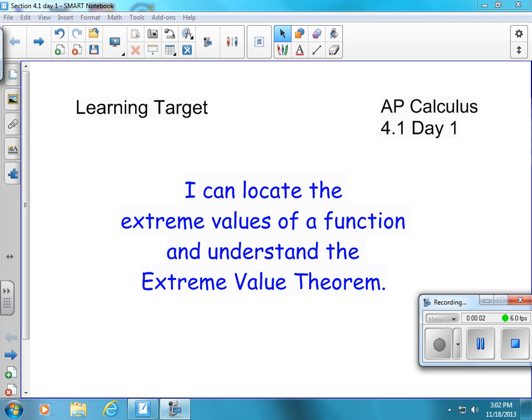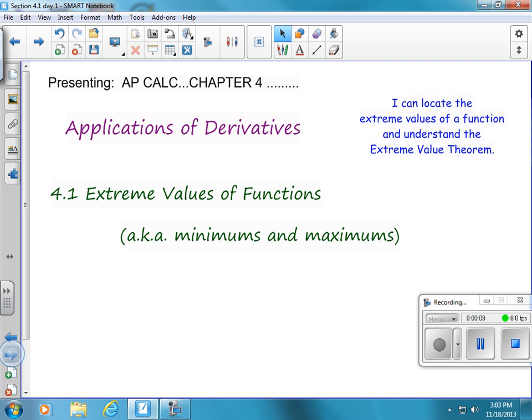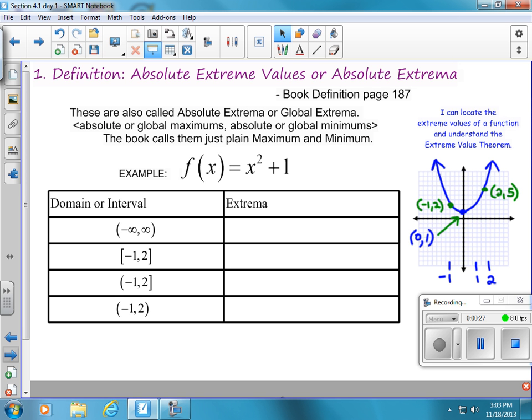Today's lesson is the first lesson in chapter 4, all about extreme values of a function. And we're also going to learn about the extreme value theorem. Okay, well, first of all, chapter 4 is all about applications of derivatives. So we're going to see how derivatives are used to find minimums and maximums of different functions. And that's what extreme values are, minimums and maximums.